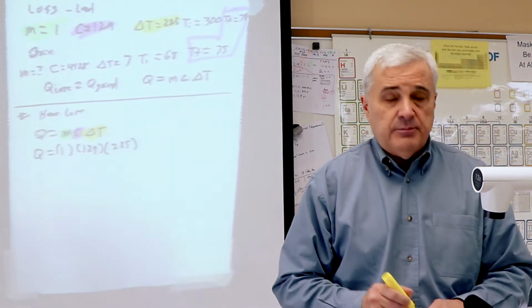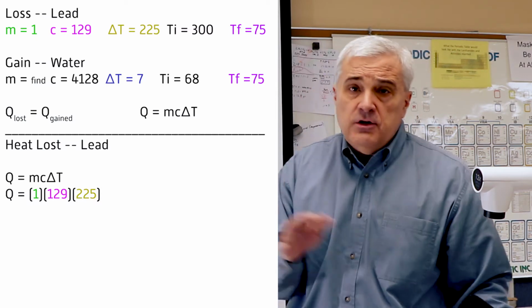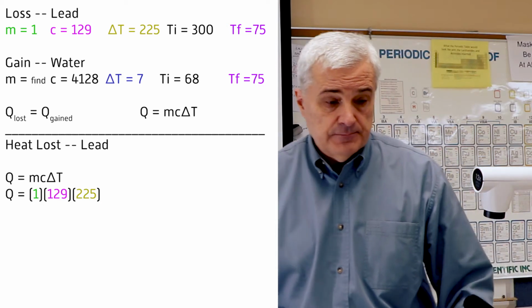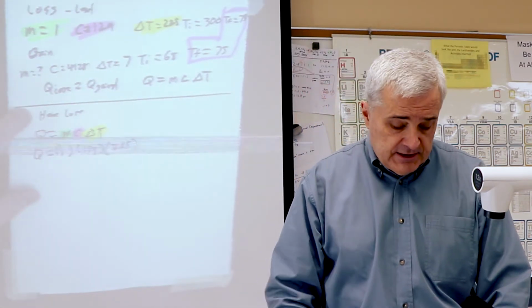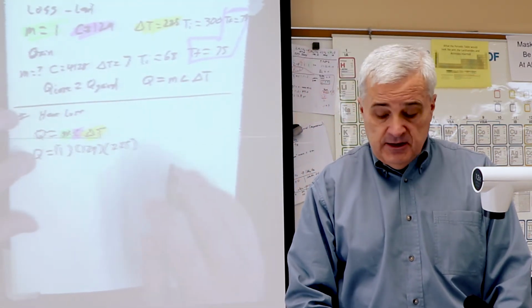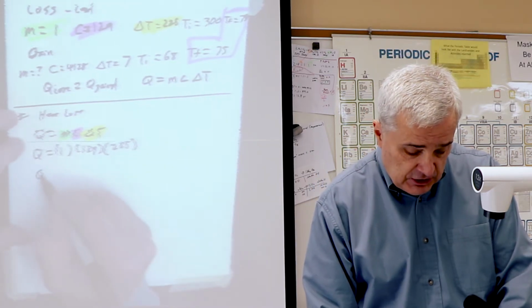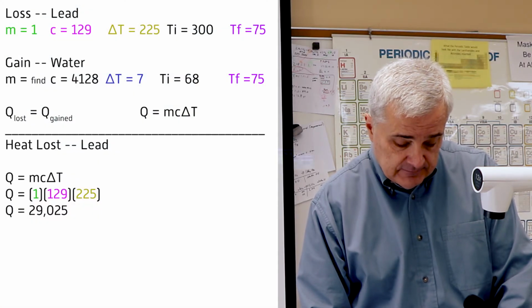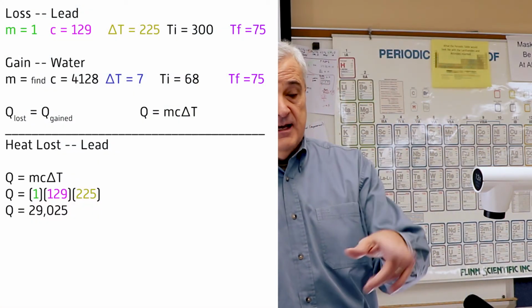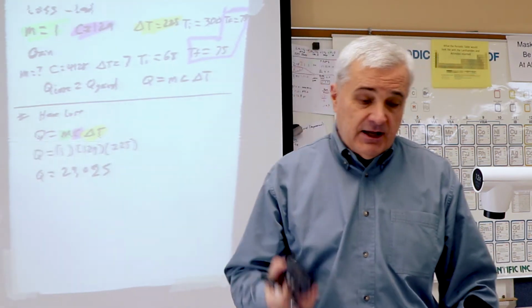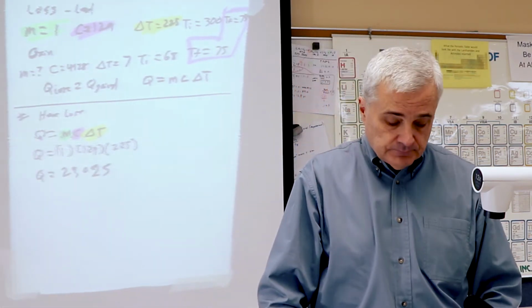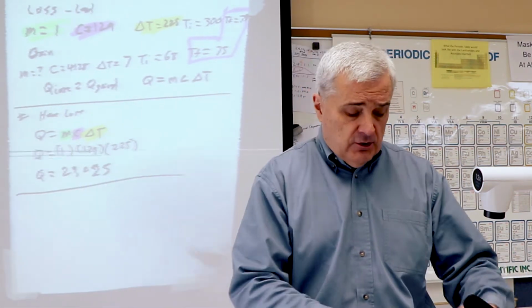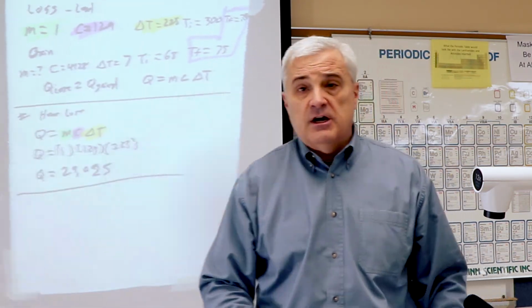So I take those numbers and I plug them in. And if all you have to do is find the energy, then you are ready to multiply those numbers. 1 times 129 is 129, and then times 225 is Q equals 29,025. And I have notes. I didn't do that in my head. I could have used the calculator, but I have notes. If your question is how much heat was given off or how much heat was absorbed, that's all you have to do. Plug in the numbers, solve.